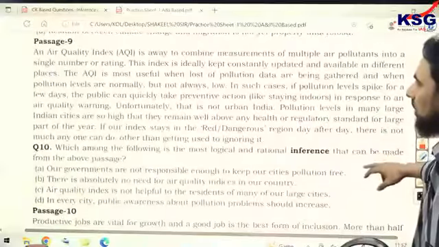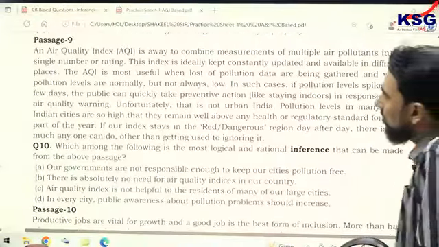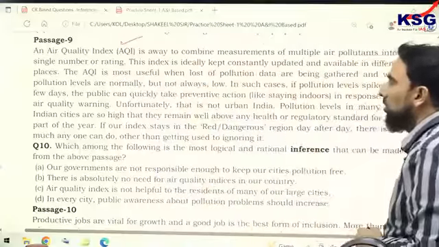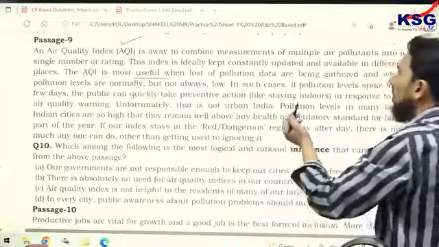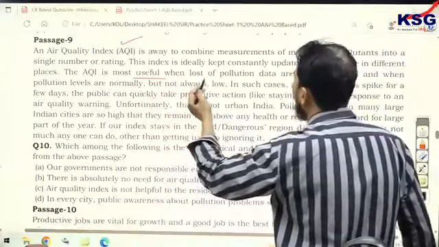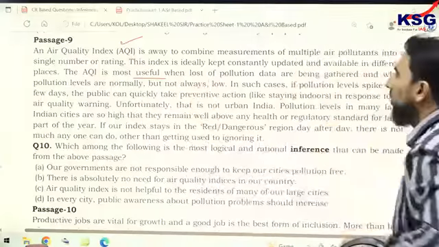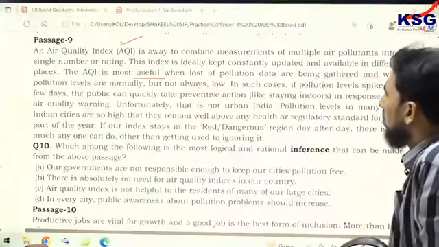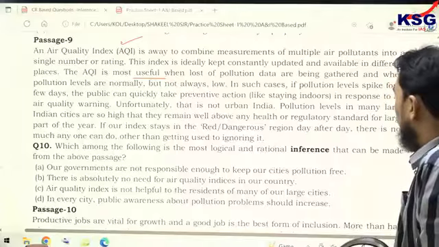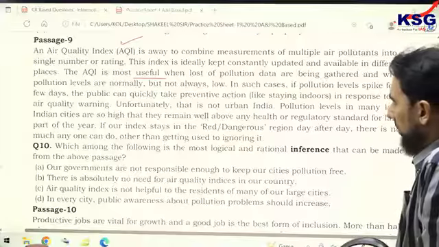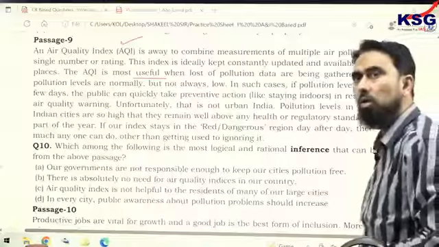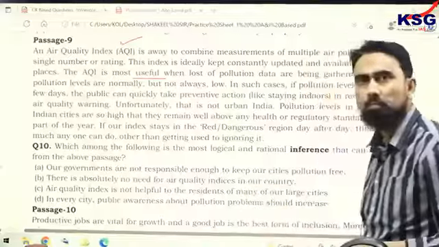Passage number 9, some students have written, it talks about AQI, right? And then it mentions what AQI is, how it is useful. AQI is most useful when lots of pollution data are being gathered and when pollution levels are normally, but not always low. In such cases, the pollution level will spike for a few days. The public can quickly take preventive action, like staying indoors in response to an air quality warning. So it's a warning system, and it helps in this way that if it is high, then people simply stay indoors.